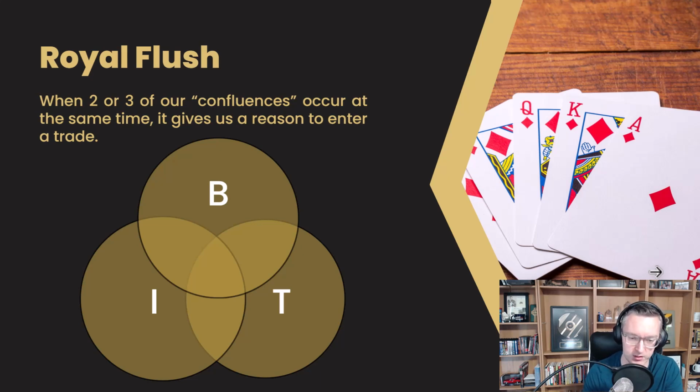But getting like a 1 to 20 type risk-reward ratio is nuts, right? That being said, if you're able to see a B and an I, or an I and a T, or a B and a T, you're awesome. You're in great shape. It's a great time to enter that trade and start making some money.